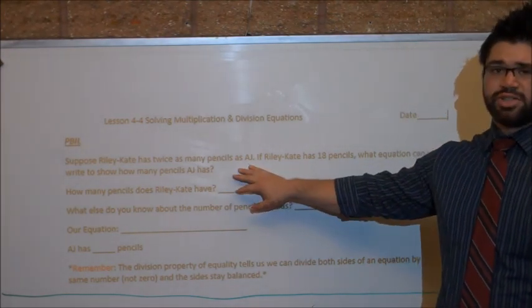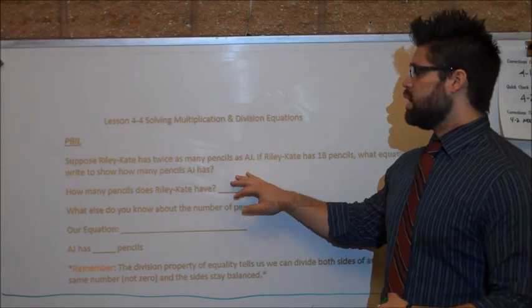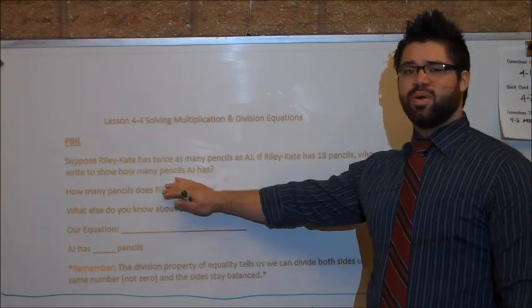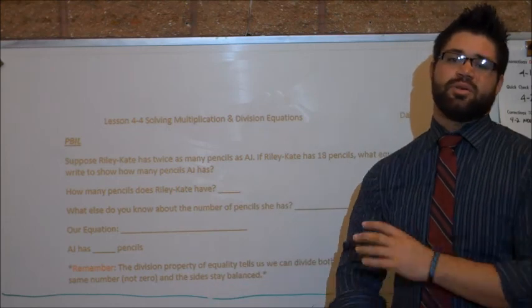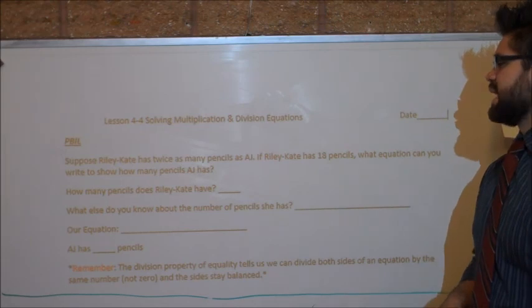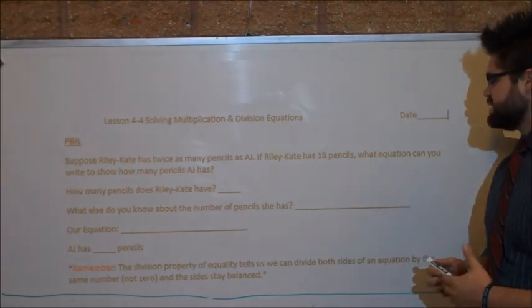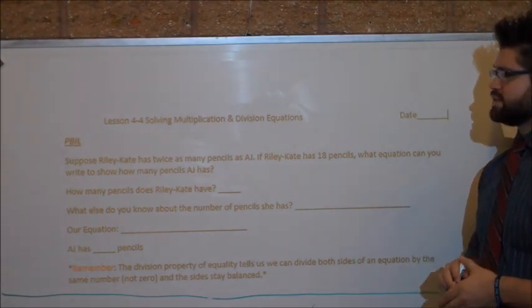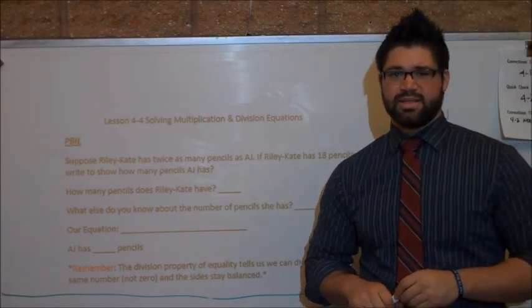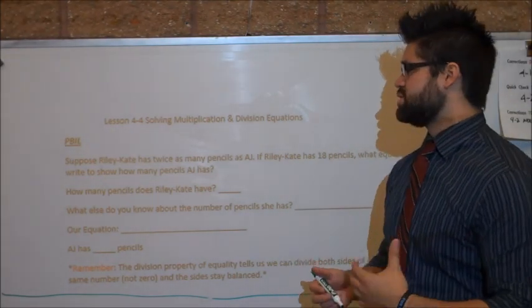And so here's the question. If you need to read it over again, you may. Go ahead and just pause and take a look at it. But here's some things. We need to pull out all the information we can first, and then we'll write our equation from that. So suppose Riley Kate has twice as many pencils as AJ. If Riley Kate has 18 pencils, what equation can we write to show how many pencils AJ has? A good tip when you're solving a problem like this is just underline the important information that you find.